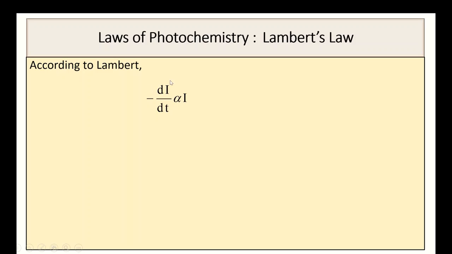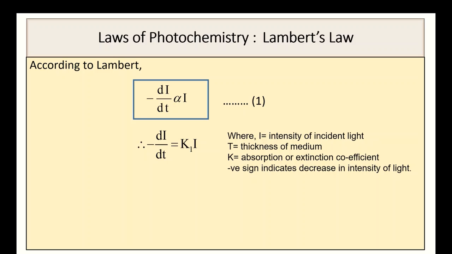This is shown by the equation given, with a minus sign because it is a decrease in the intensity of the radiation with the thickness of the medium. So minus dI by dt is proportional to the intensity of the incident radiation, I. According to Lambert, we get the first equation as minus dI by dt proportional to I. Now removing the proportionality sign, we get minus dI by dt equals k1 times I, where k1 is the proportionality constant, or we say the absorption coefficient or extinction coefficient. I is the intensity of the incident light, and t is the thickness of the medium.